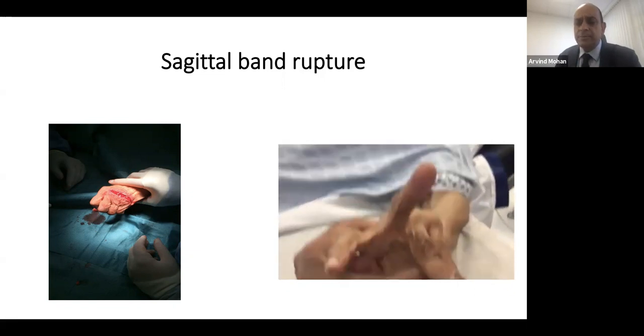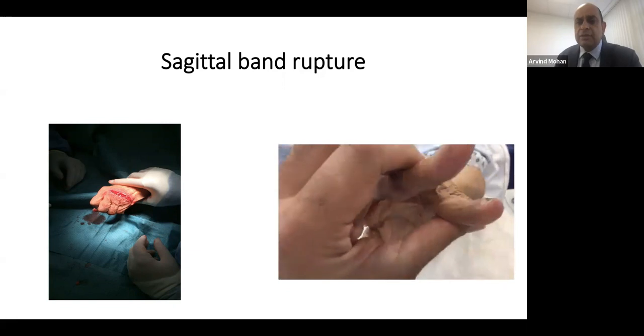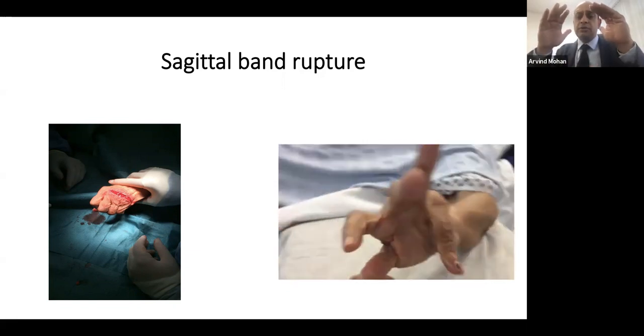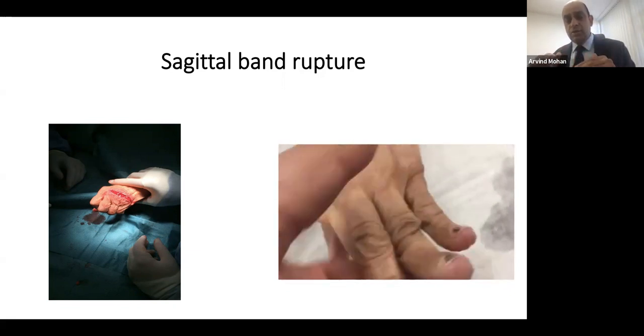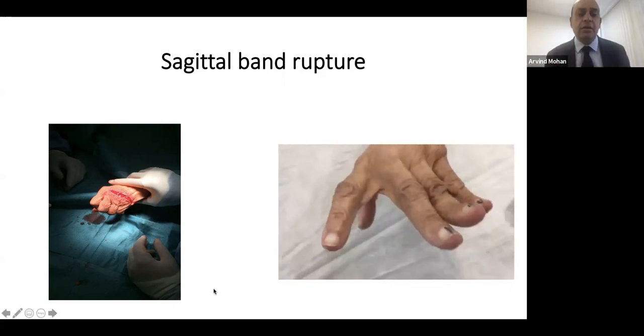So essentially, with a lot of support, they can flex the finger, it's just because the sagittal bands are responsible for keeping the extensor tendons in a stable position. And once that stability is gone, the extensor tendon really drops between the knuckles.